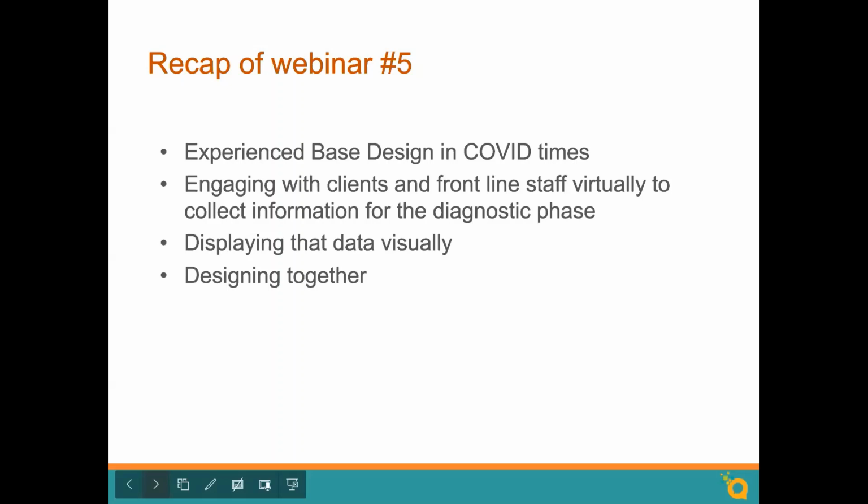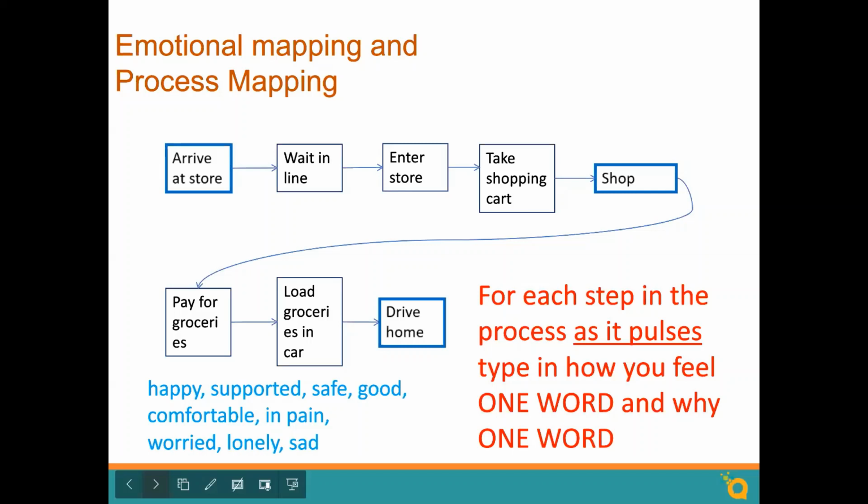So just to recap, we talked about emotional mapping and related it to process mapping. I'm going to show you a little bit more about this in this demonstration today. We used the example of going to the grocery store. We did a very practical application of what would you be feeling at those different phases within going to the grocery store. We talked about how you feel when you get there, how you feel when you shop, and how you feel when you drive home.